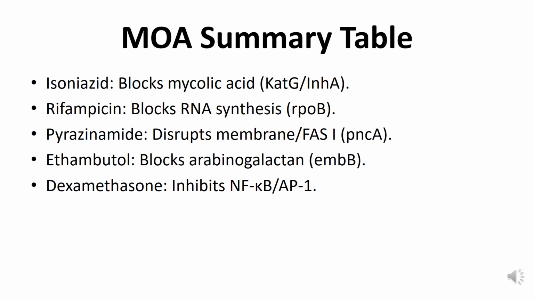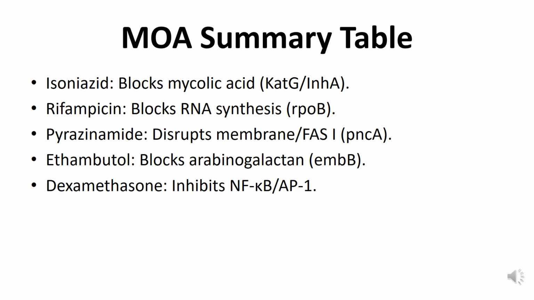Moving on to ethambutol. Ethambutol targets arabinosyl transferase enzymes involved in the production of arabinogalactan, a critical component of the mycobacterial cell wall. These enzymes are associated with the EMBC-AB genetic region, particularly the EMBB gene. By disrupting arabinogalactan synthesis, ethambutol weakens cell wall integrity and slows bacterial growth. Its major clinical contribution is helping prevent the emergence of drug resistance during combination therapy.